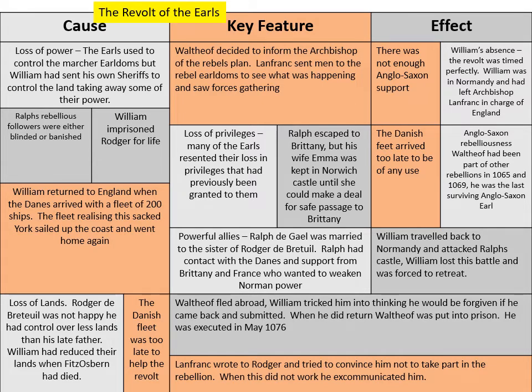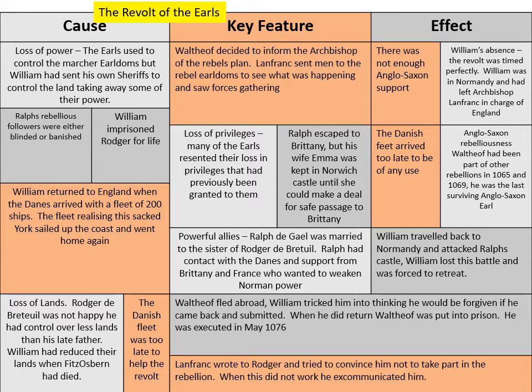Last up, we get the Revolt of the Earls in 1075. Now, this had a number of causes and effects, and I'm going to talk you through the causes, key features, and effects of this rebellion. So it was caused by a number of factors. First of all, the loss of power. The Earls used to control the Marcher earldoms, but William had sent his own sheriffs to control the land, taking away some of their power.